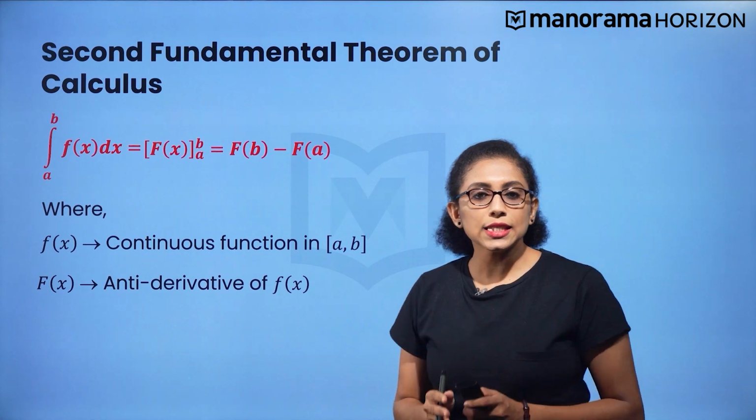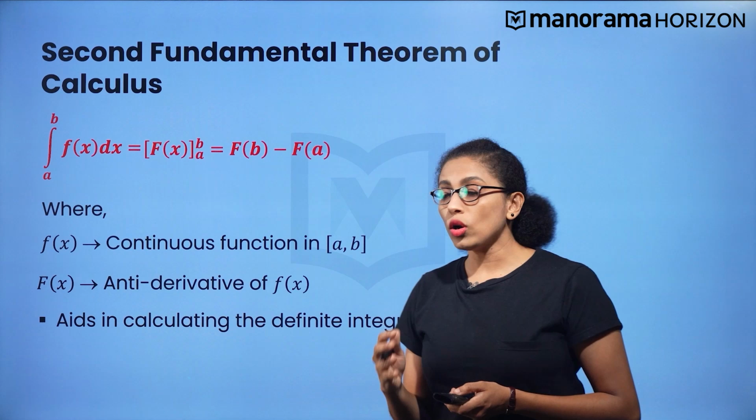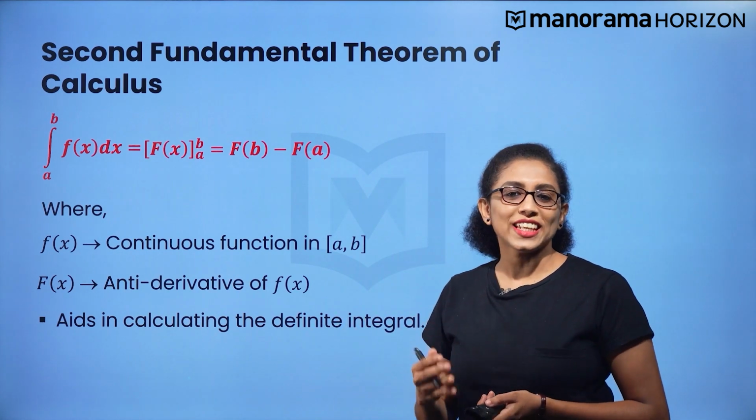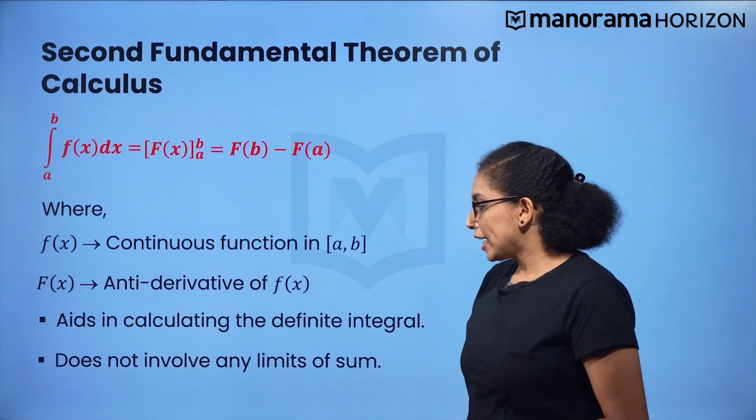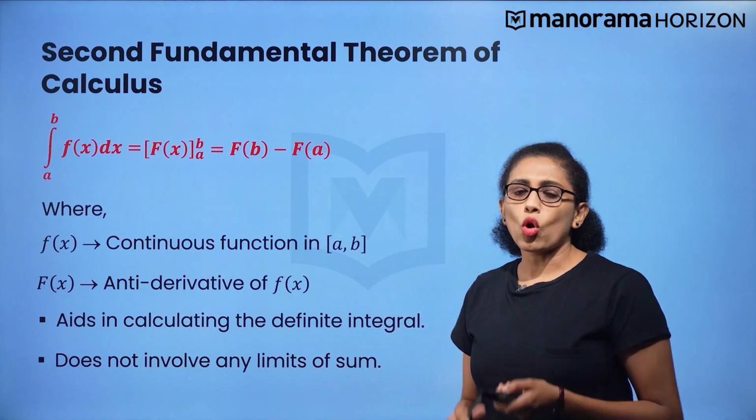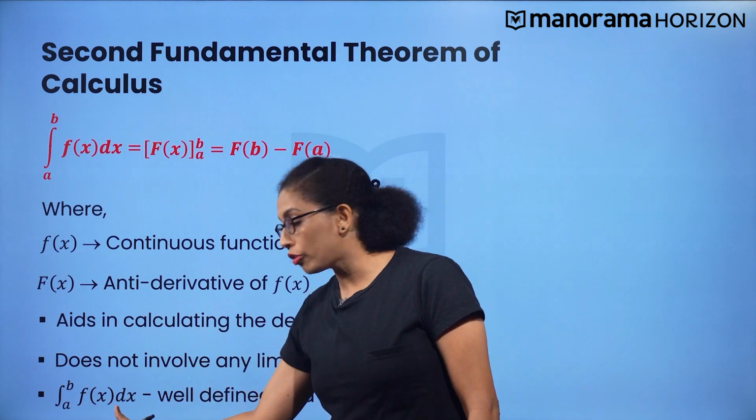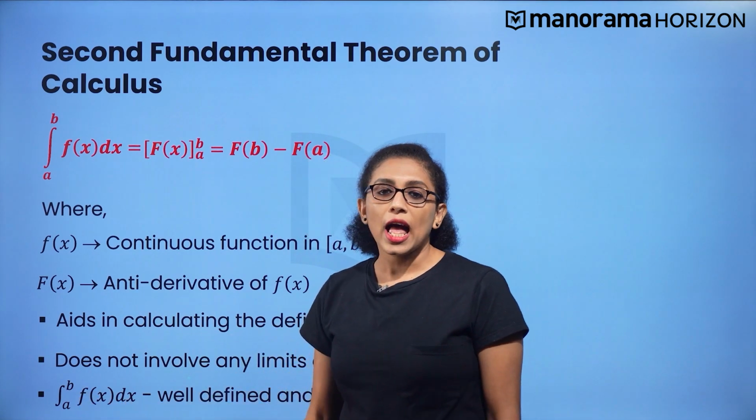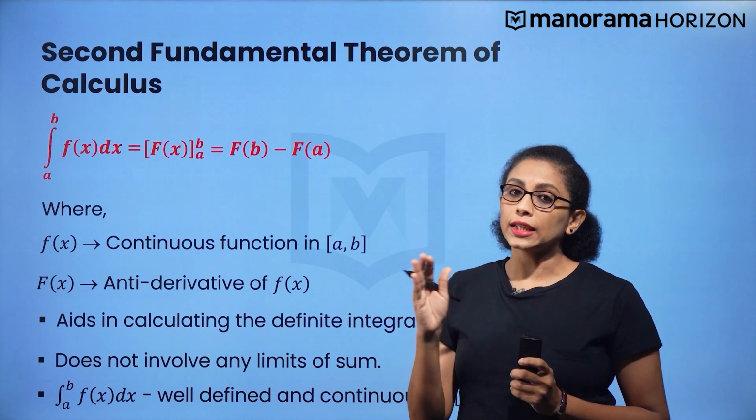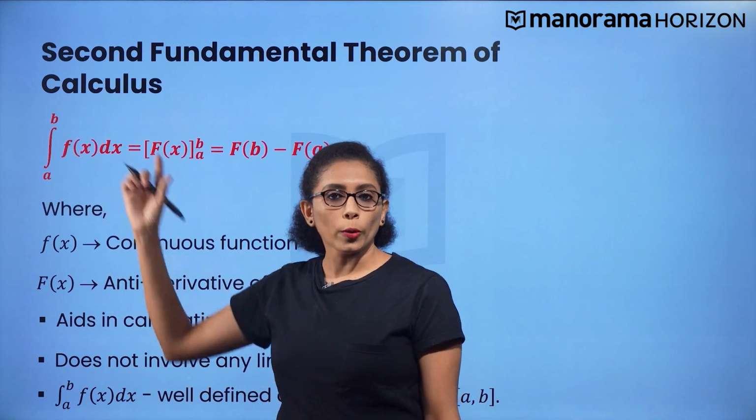As you can see, this theorem makes use of the antiderivatives, which also helps in calculating the definite integral more easily and quickly, because it does not involve any limits of sum. Also, one must remember that the definite integral, integral a to b f(x) dx, has to be well defined and it has to be continuous in the given interval. And what is the interval given? That is interval a to b.